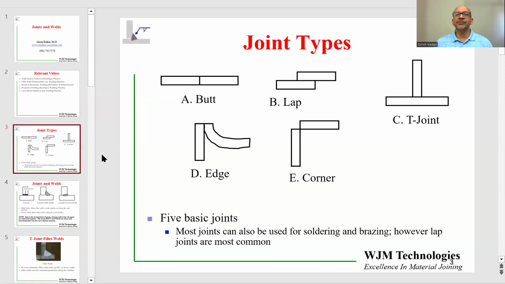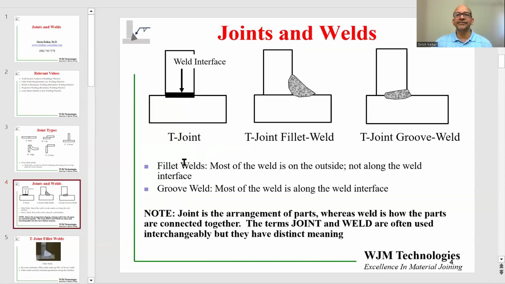There are basically 5 types of joints: a butt joint, lap joint, T-joint, edge, and corner. Most joints can be used for soldering and brazing as well. However, lap joints are the most common for soldering and brazing. Now let's review what is the difference between joints and welds.